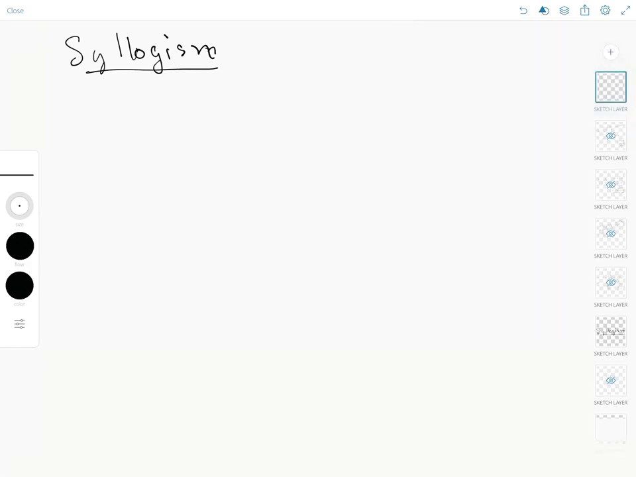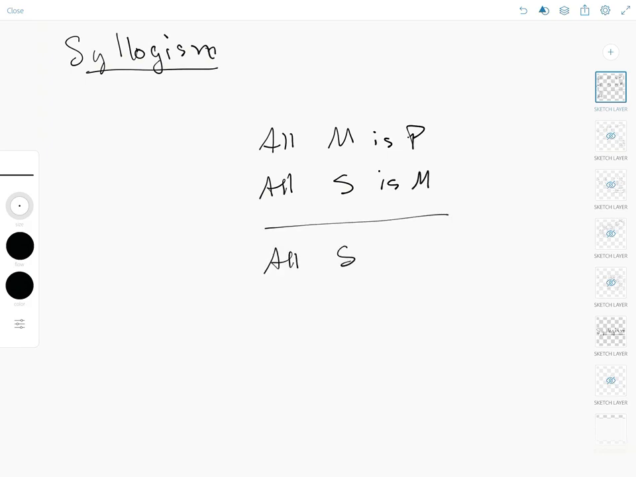Now, let's look at the structure again. So we have all M is P as the major premise, all S is M as the minor premise, and our conclusion is all S is P. So there we have major premise, minor premise, conclusion. Okay, so now, rule number 1 about categorical syllogisms is we have to have 3 categorical propositions, okay? There's nothing about that rule that says that they have to be universal affirmative. They can be anything.